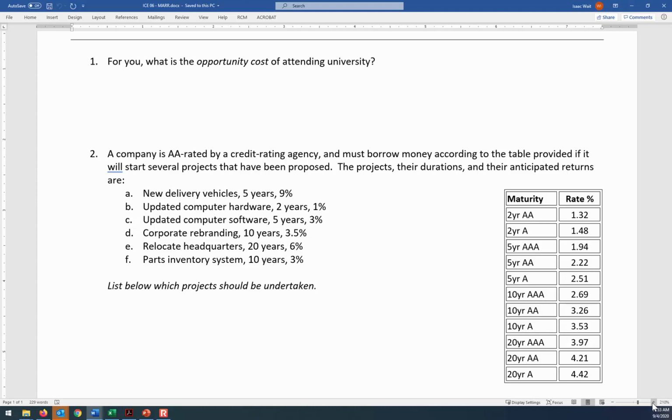So problem 1, just briefly write down what is your opportunity cost for attending the university, and then problem 2, go one by one. Each one of these projects is either a yes or a no.